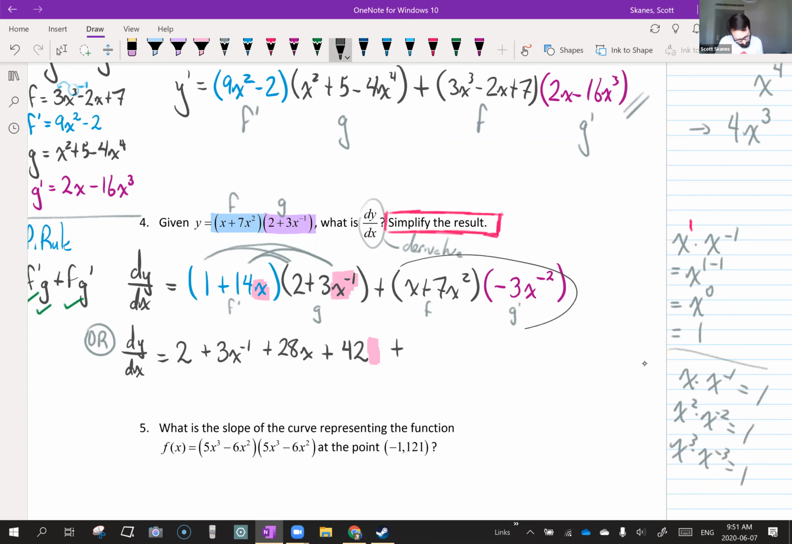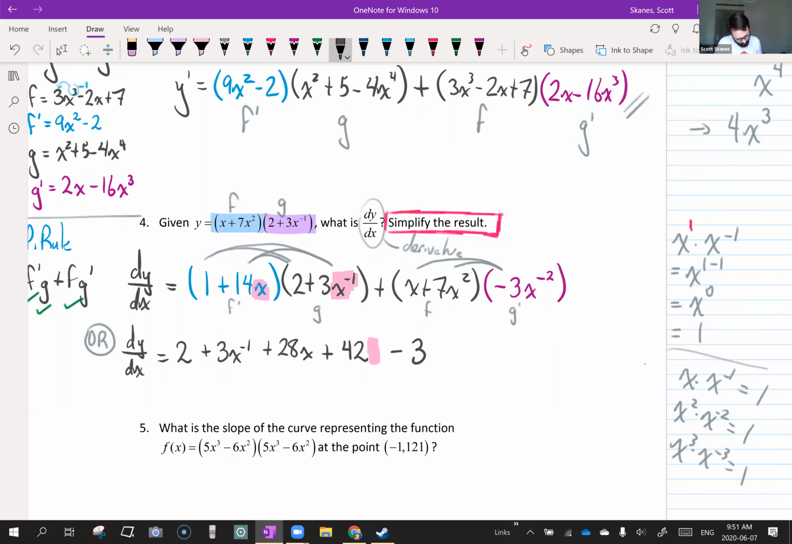Plus, now I'm doing this part. So I need to multiply things out. I need to multiply this by this. I need to multiply this by this. X times negative 3x to the power of negative 2 is what? Well, I definitely have the 3. Multiply the numbers first. 1x times negative 3x. So 1 times negative 3 is negative 3.